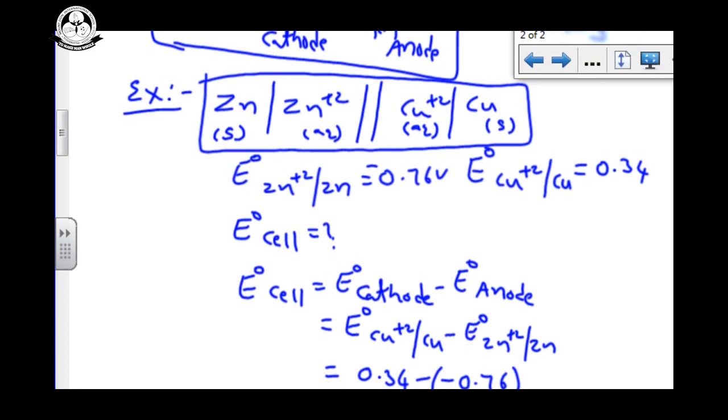1.1 volts. See, galvanic cell, a normal battery. See the capacity: the voltage capacity of the battery is 1.1 volts. Okay, students. So this is galvanic cell construction, cell representation, and EMF of the cell calculation. The remaining things we can discuss in the next class. Thank you.